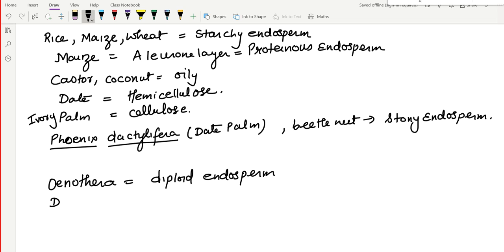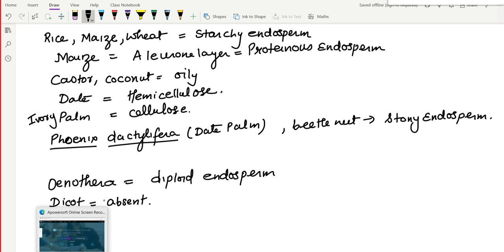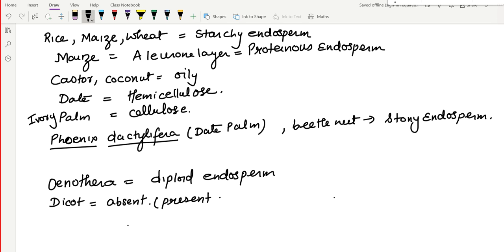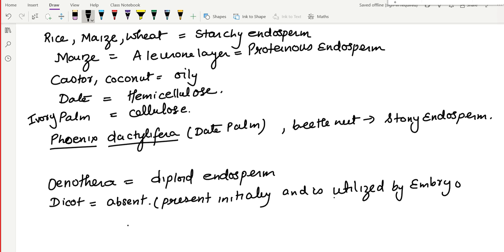If you talk about dicots as a whole, what will happen? Initially they have this particular endosperm, later it is utilized. So we say it is absent in case of dicots. Clear? Okay, it is present initially and is utilized by the embryo during development.